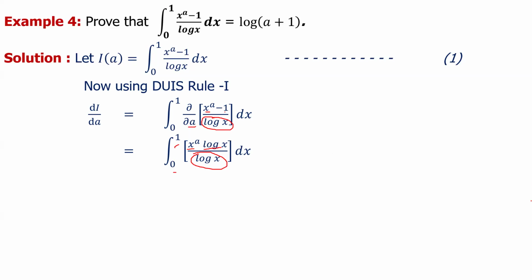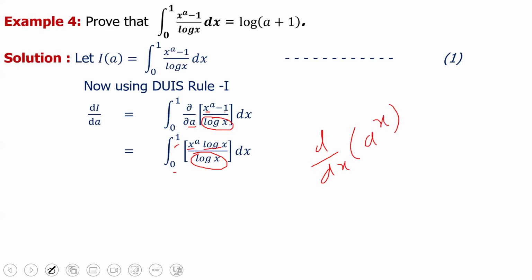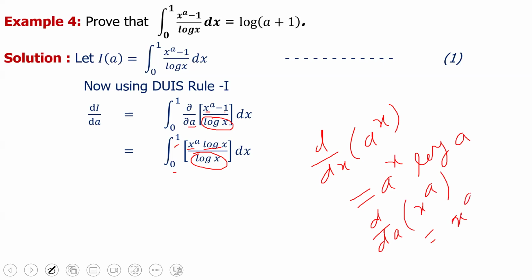Like that, we know that the derivative of a to the power x with respect to x is nothing but a to the power x log a. So here we want to find the derivative of x to the power a with respect to a. So this will be x to the power a and log x. So now, this log x and the log x will cancel. We have the integration of x to the power a under the limit 0 to 1 with respect to x.